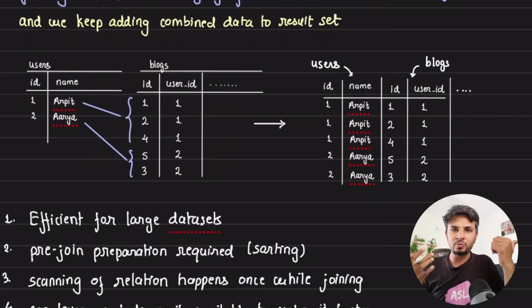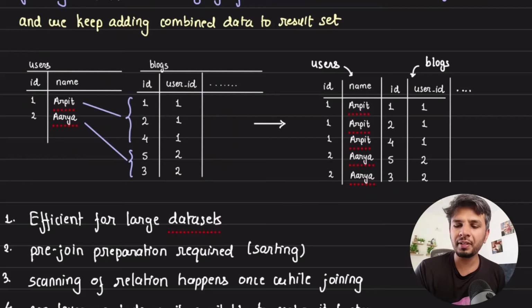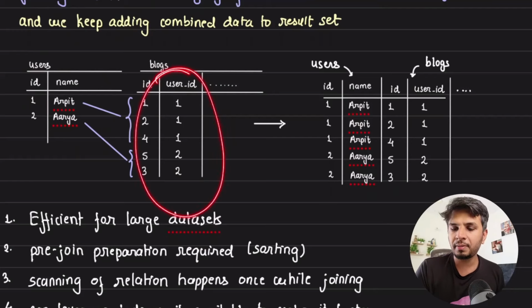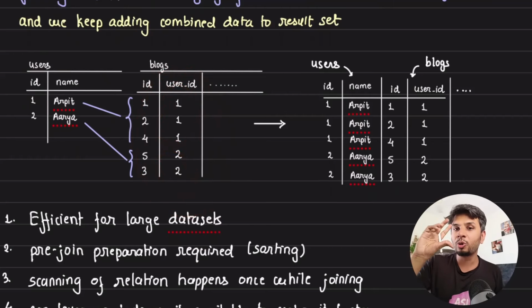In the nested loop join, we had to go for each row across all other rows in the other table. Now here, life is very easy. Because of the sorting in both tables on the join attribute, the rows are now grouped. So now my joining becomes really very efficient.